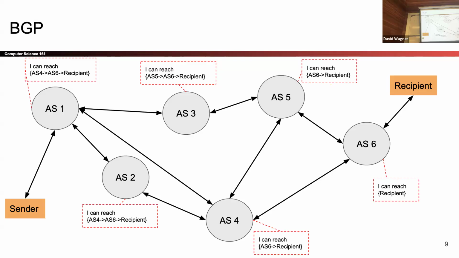If autonomous system 2 was malicious, why might it want to do that? What would be the motivation? Yeah?